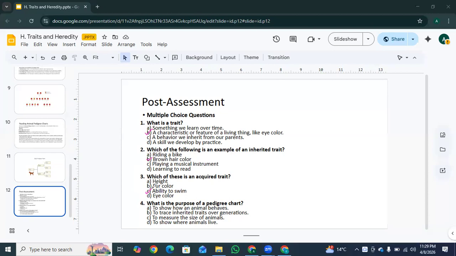So, what is the purpose of a pedigree chart? To show how an animal behaves, to trace inherited traits over generations, to measure the size of animals, to show where animals live. Yes, the second one, to trace inherited traits over generations. Because a pedigree chart is a family map that shows how traits move from grandparents to parents and to babies.